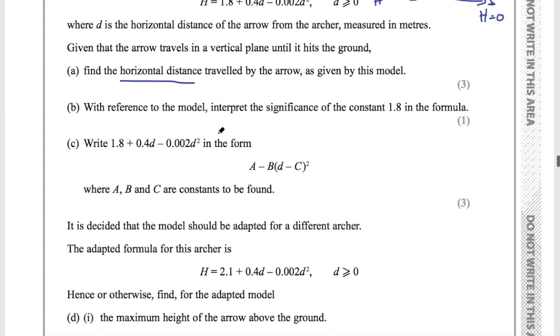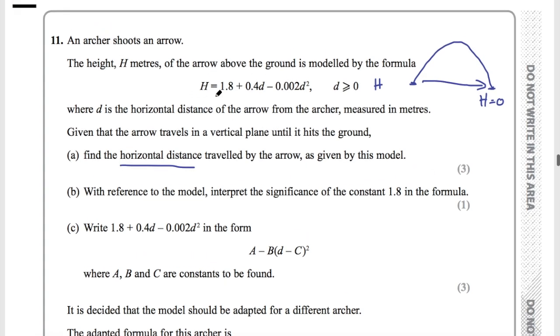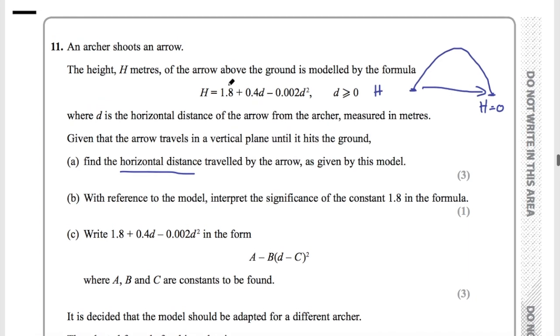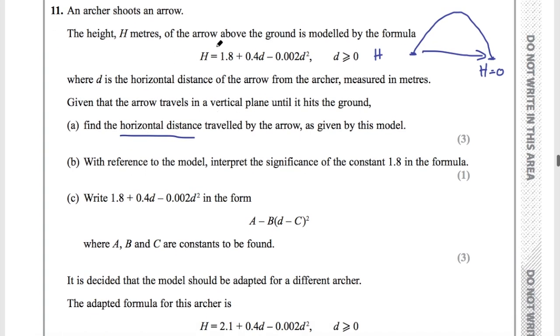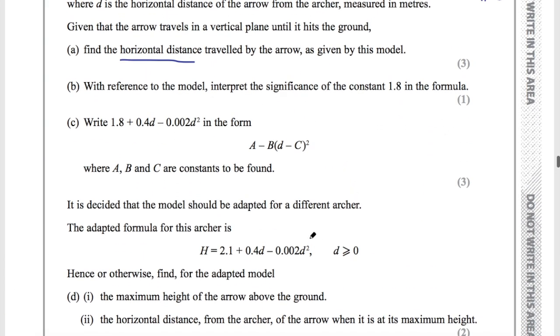Part B says, with reference to the model, interpret the significance of the constant 1.8 in the formula. So remember, this is 1.8 plus all of this. So when d is 0, we will have that 1.8, that's kind of the starting vertical height. So that must be the height of the archer, so the height that the arrow is fired from when the horizontal distance is 0. So we can say that for B, that 1.8 meters is the height of the archer. Let me just check. That's 1 mark, so yeah, just need a quick explanation to show that you can interpret what that 1.8 means.